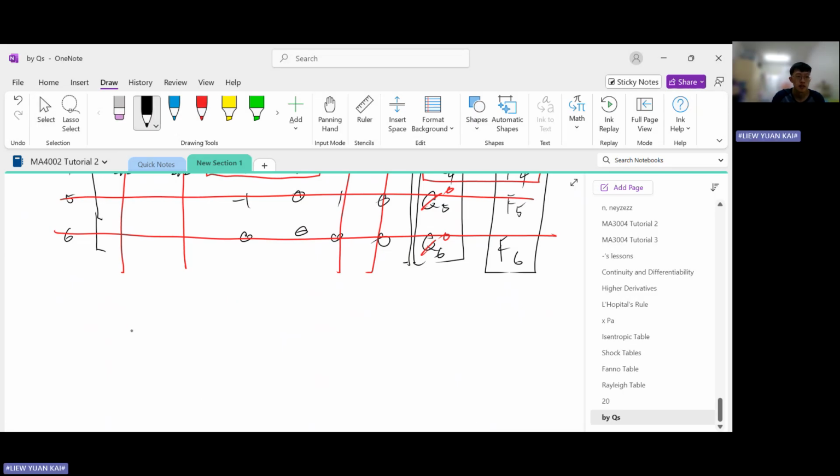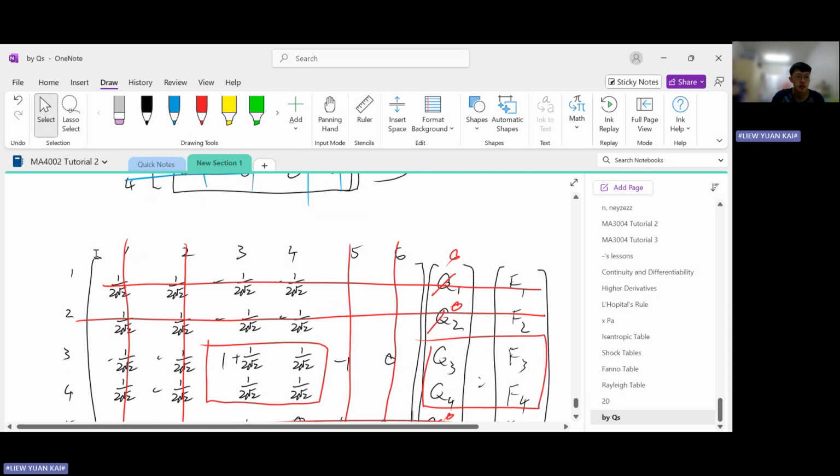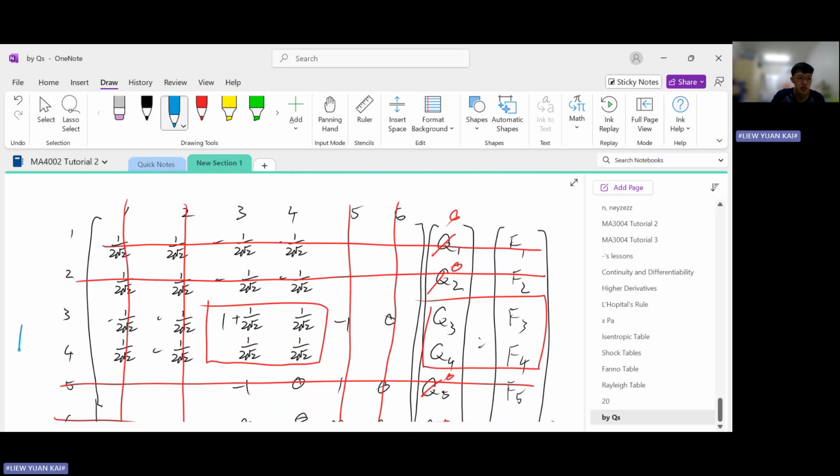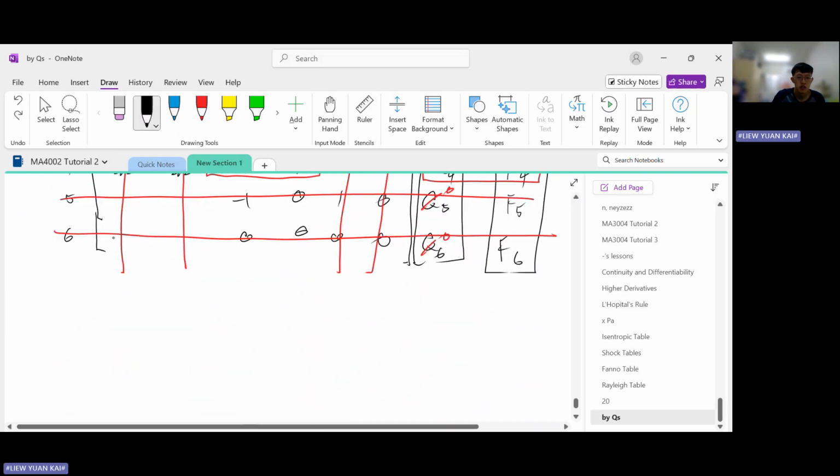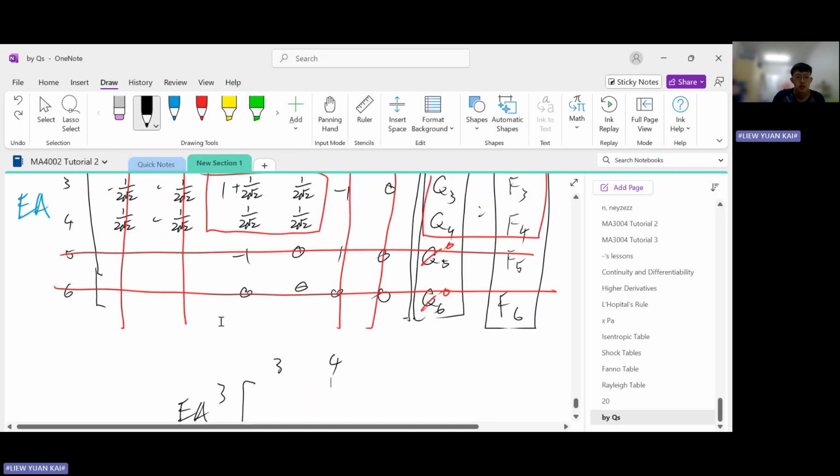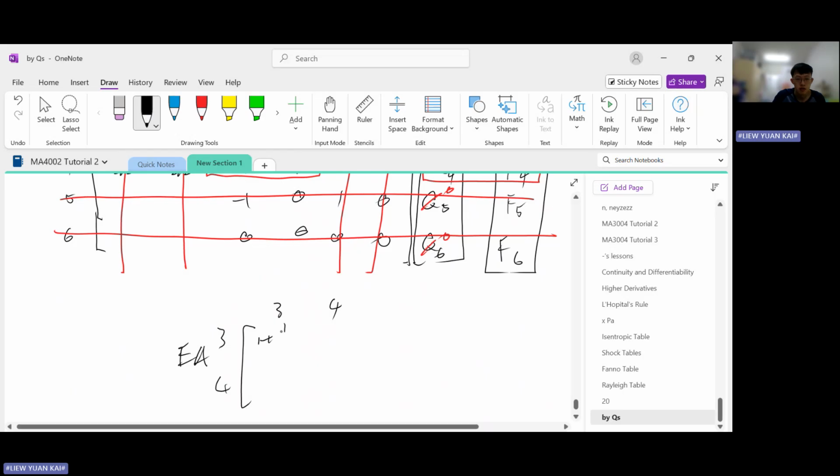So don't forget the factor outside, which is, oh, I forgot to put the factor. There's supposed to be a factor here: EA. Okay, so don't forget this EA outside the matrix. So at the end of the day, what you're left with is this 3, 4, 3, 4. Okay, should be 1 plus 1 over 2 root 2, 1 over 2 root 2, 1 over 2 root 2, and also 1 over 2 root 2.